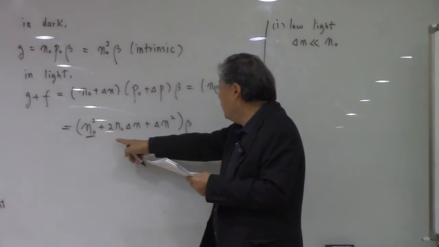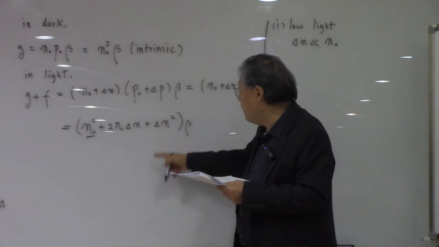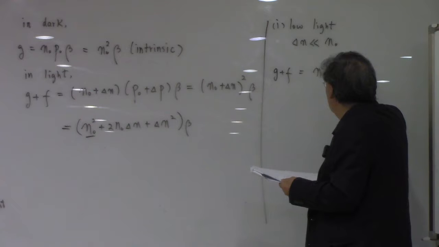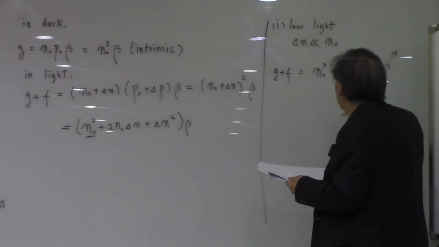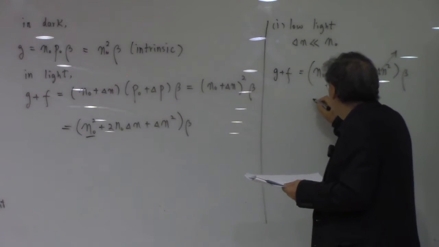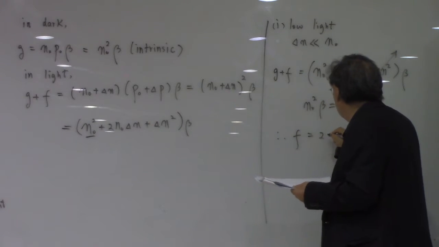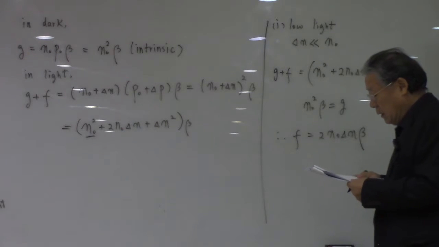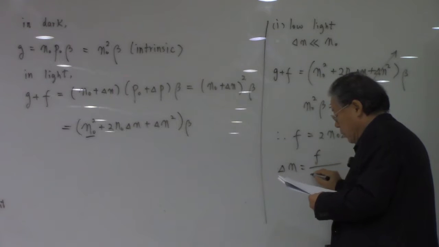And then we have G plus F equal to this, but delta n squared can be omitted. So in this case, G plus F can be written as n naught squared plus 2 n naught delta n, and delta n squared can be neglected because it is small, and that should be multiplied with beta like this, right? And then n naught square beta is equal to G, so that F now is 2 n naught delta n beta. And from this, you rearrange, delta n is F over 2 n naught beta.